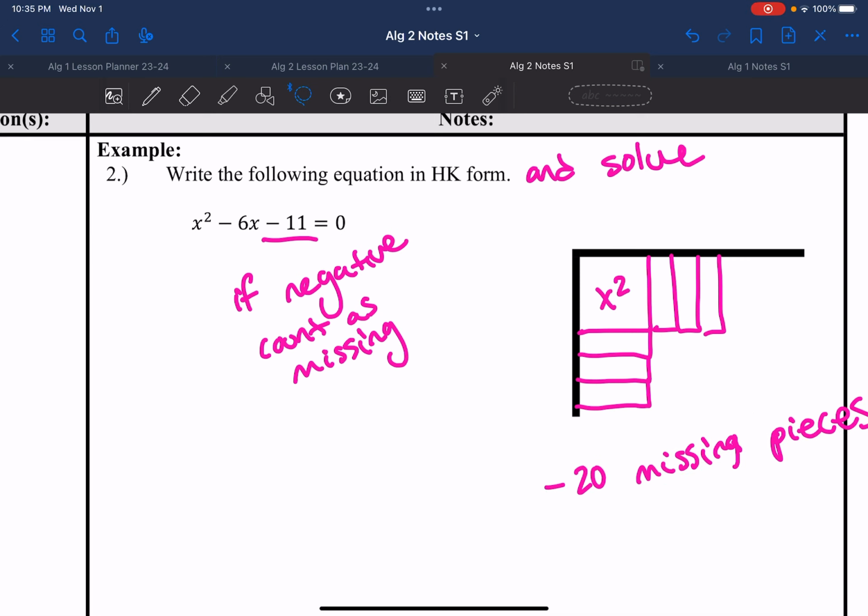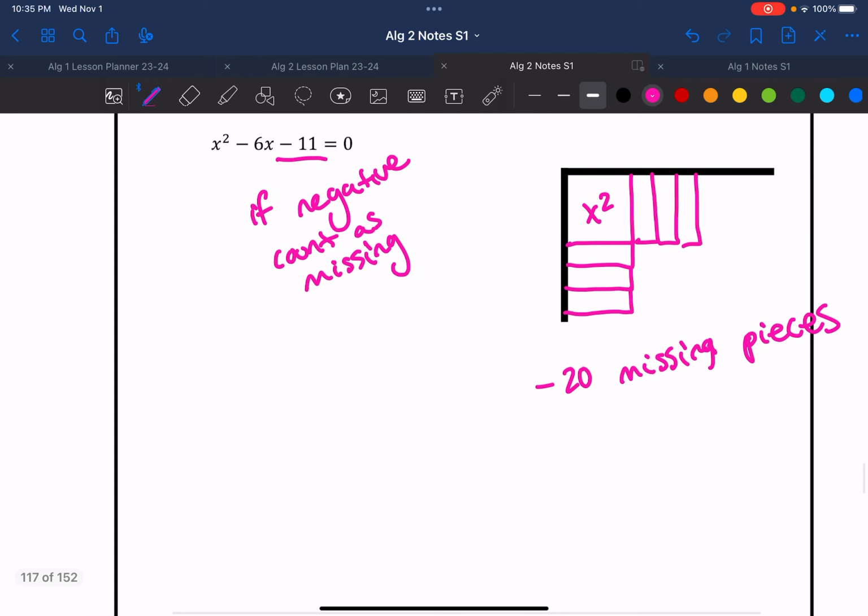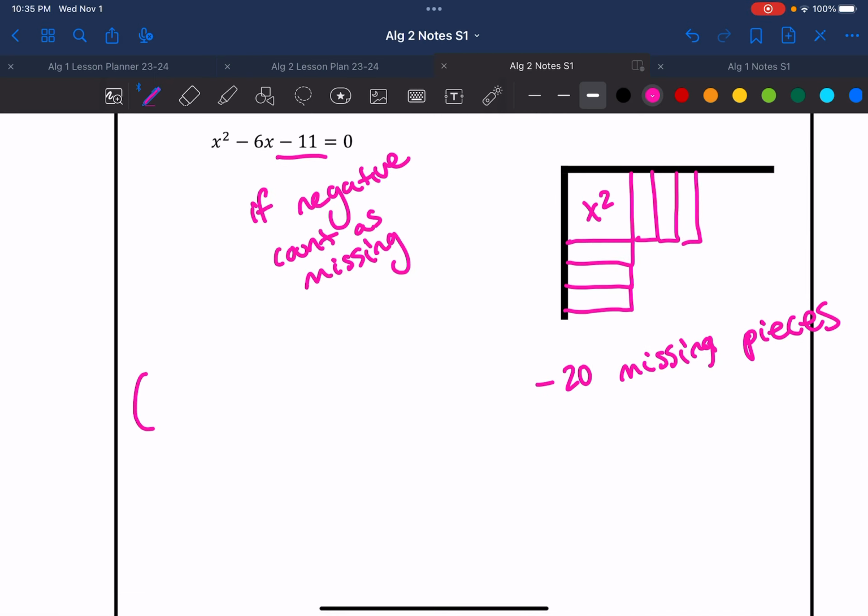Pardon me while I move things around. There we go. Okay. So got that down. All right. So let's rewrite. Like I said, when we go to rewrite this in our HK form, you want to put half of B in this spot here. Half of B, I had negative 6. That's going to be negative 3. Don't forget the negatives. And then we said missing pieces, we're going to go on the outside. So for us, that was 20 missing pieces. So I'm going to say minus 20 equals 0, because that's what it says right here.